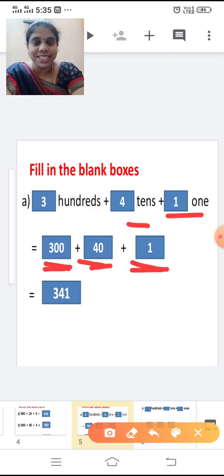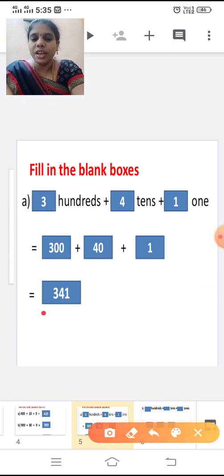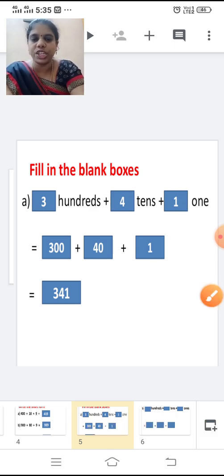Now, shall we write this in the short form? Yes. 300 plus 40 plus 1. How will you write it? Write only the face values. For 300, it is 3. For 40, it is 4. And for 1, it is 1. So the answer is 3, 4, 1. Just write all together: 341.